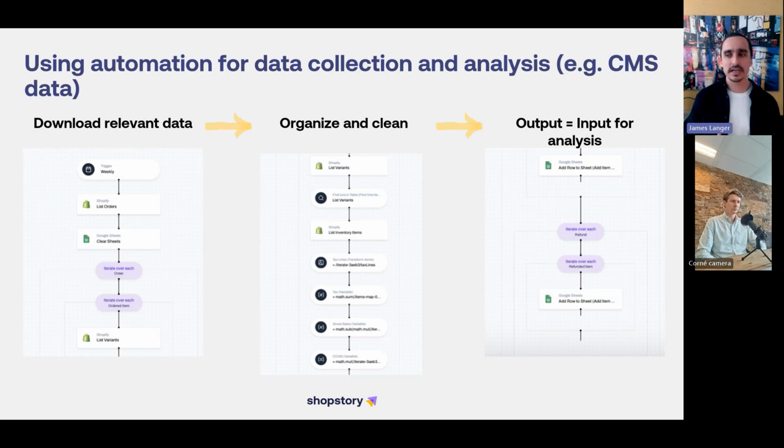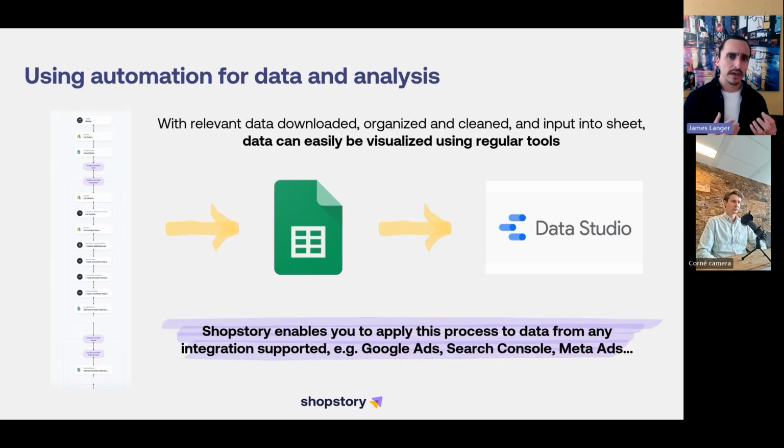And once that's organized and cleaned, it then pastes back into a sheet where the output is set up and ready to be put straight into something like Data Studio. The best part of data analysis is clicking the button when it goes to Data Studio and everything visualizes. But the hardest part, and probably the most important part, is downloading the right data and cleaning it the right way. So with all that relevant data downloaded, organized, and clean, and input into a sheet, then you can visualize it really, really well.